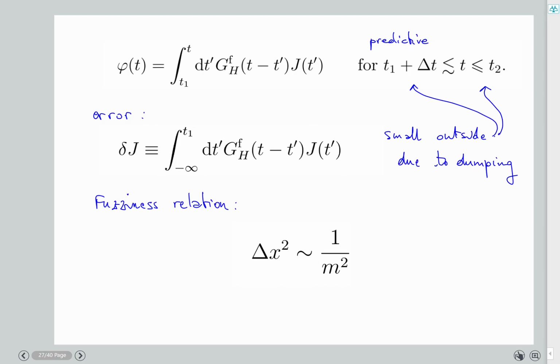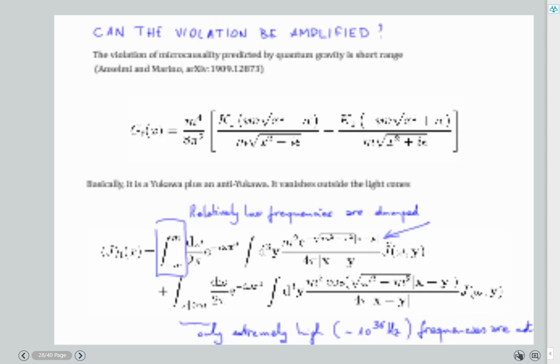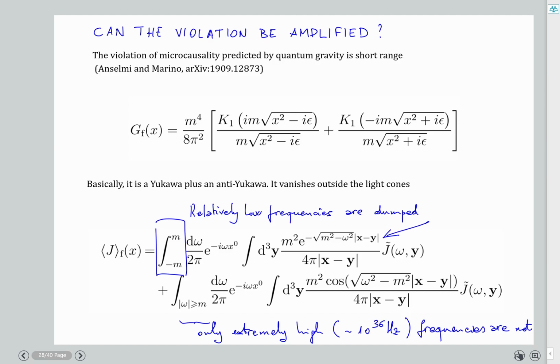So we have 10 minutes. I see. Some people ask me, can this violation of microcausality be amplified? No, it's short range, because if you write the propagator in coordinate space, it's a Yukawa potential mirrored to the future, because you have the advanced potential, but the Yukawa potential is short range.